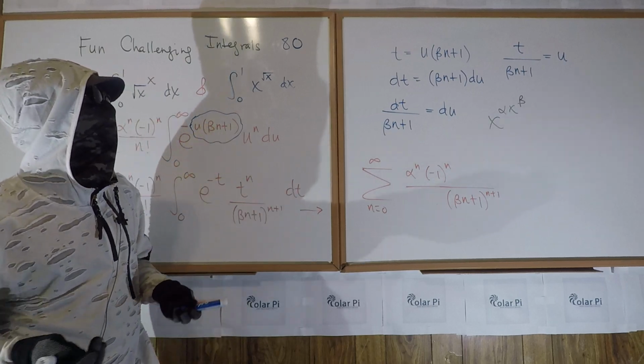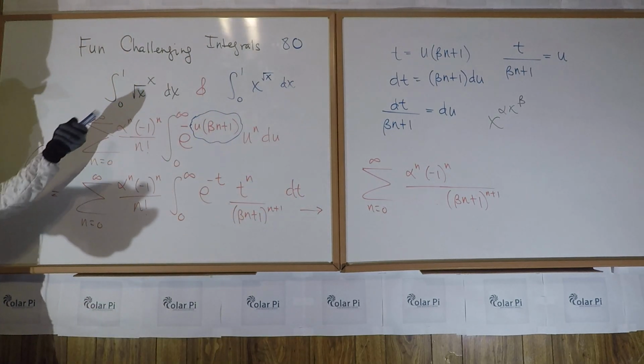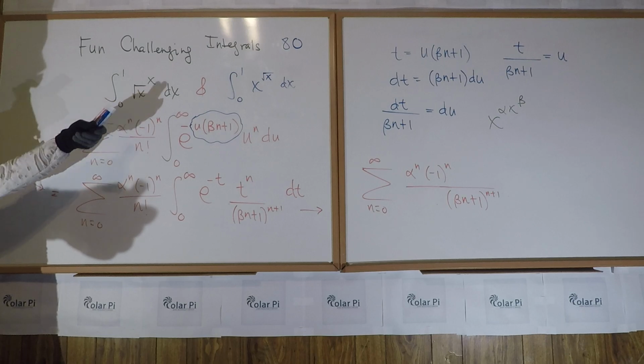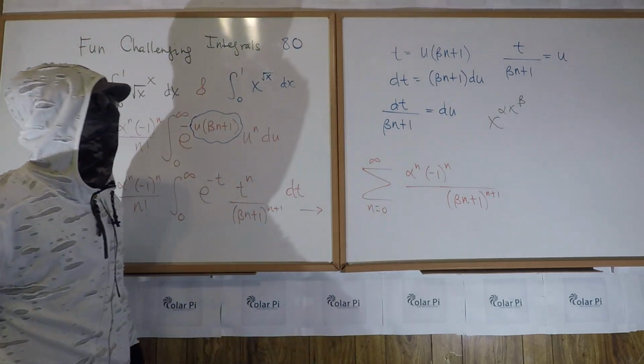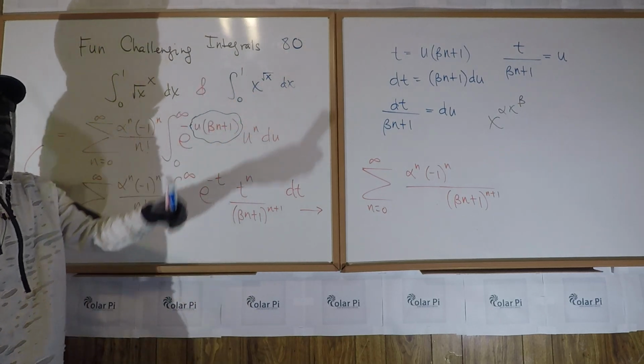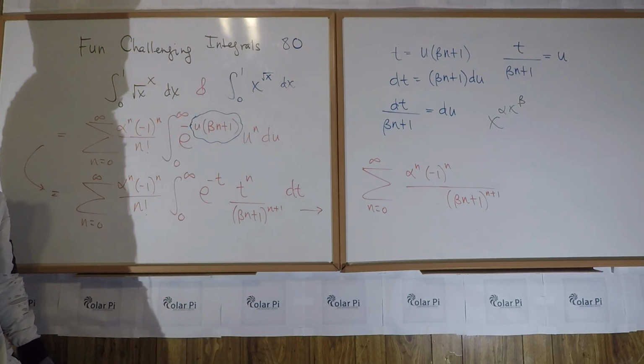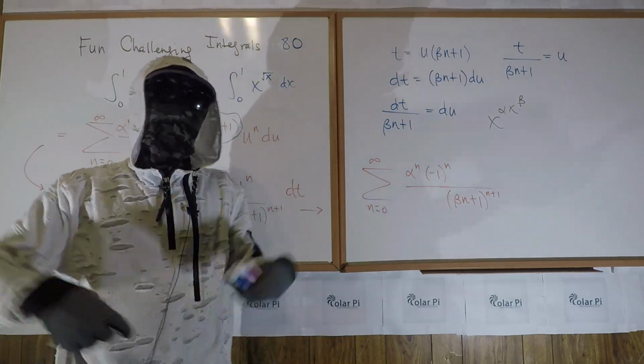So here we found the general result, and so obviously, if you want to solve this integral, choose alpha to be 1/2 and beta to be 1 in here. And then if you want to solve this, choose alpha to be 1 and beta to be 1/2 in here, and so on. Yeah? Okay, cool.